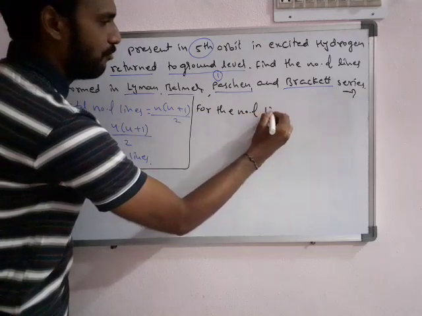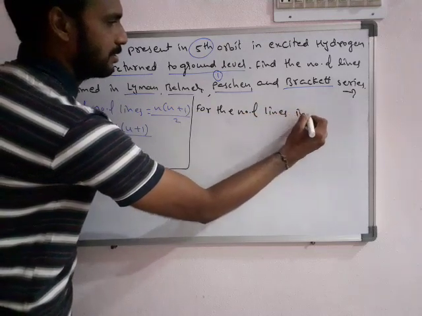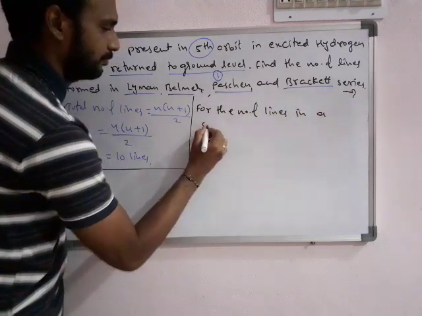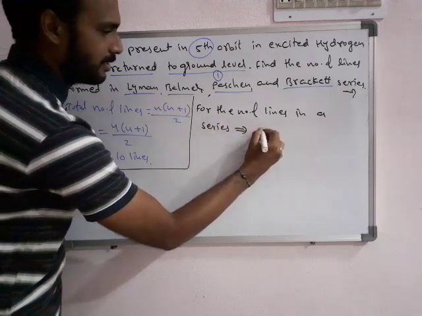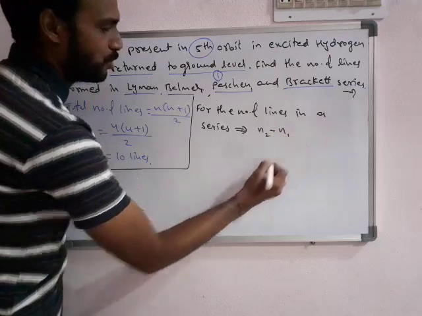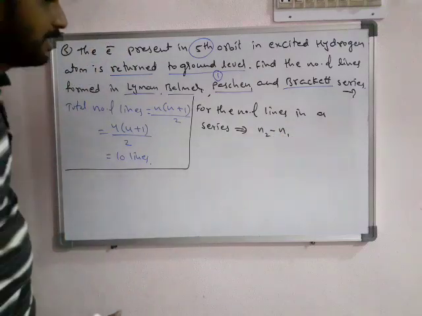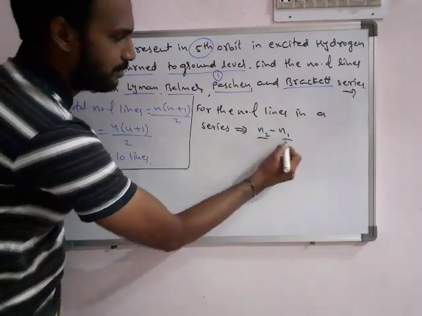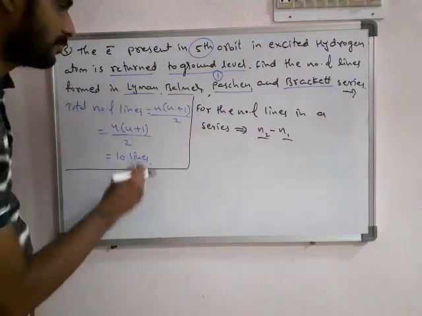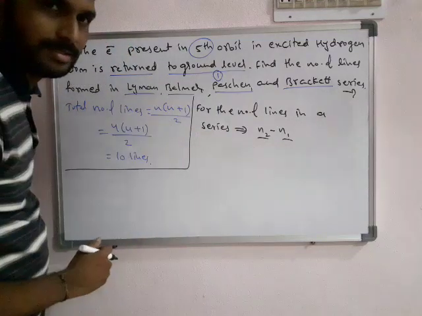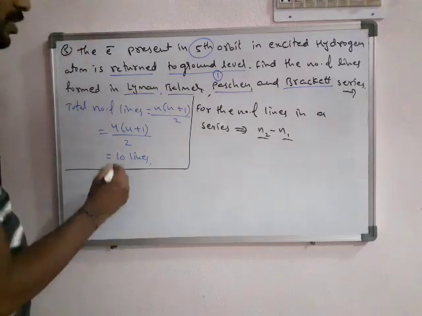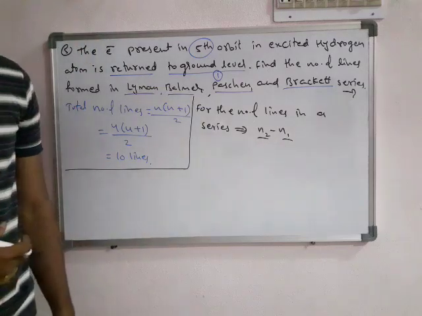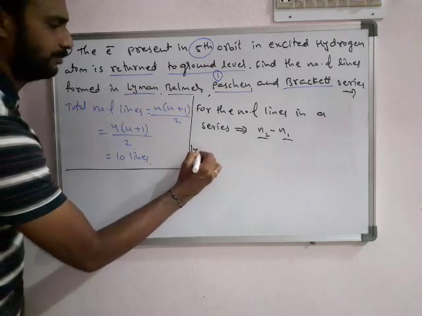The number of lines in a series is always calculated as n2 minus n1. Here, what is n2 and n1? It is based on the series. Higher series for n2. So for example, if you talk about the Lyman series.